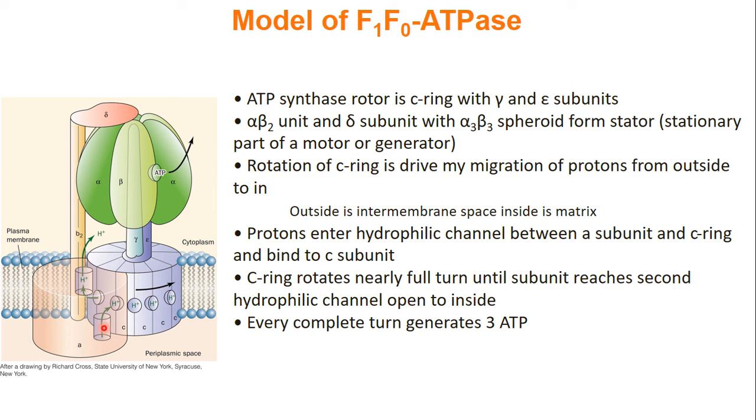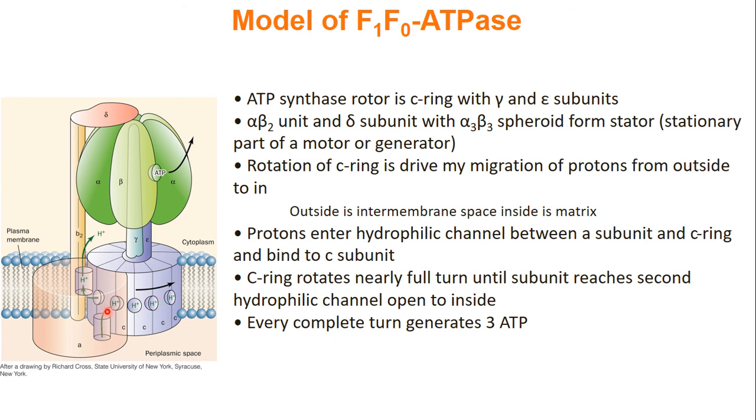And this rotation of the C is what is allowing the protons to go from the periplasmic space to the cytoplasm space. And what's happening is that a proton will enter our hydrophilic channel between the C ring and our alpha subunit. We don't know what the alpha subunit looks like, but we know there's some kind of channel there that is allowing protons to bind to the C subunit.